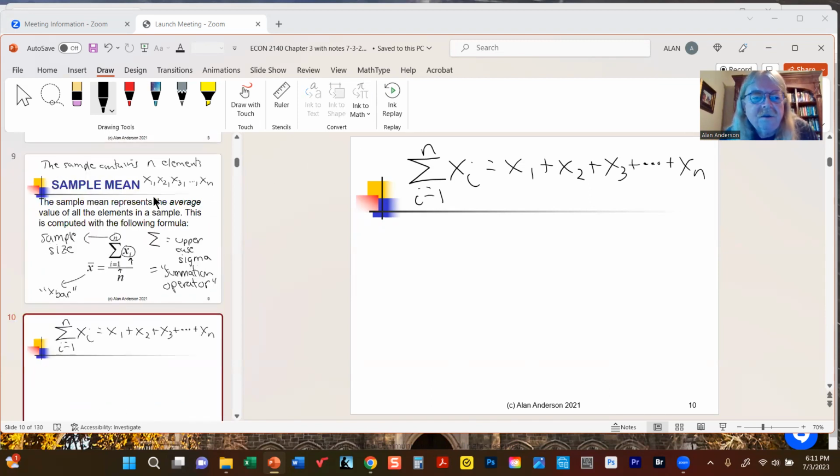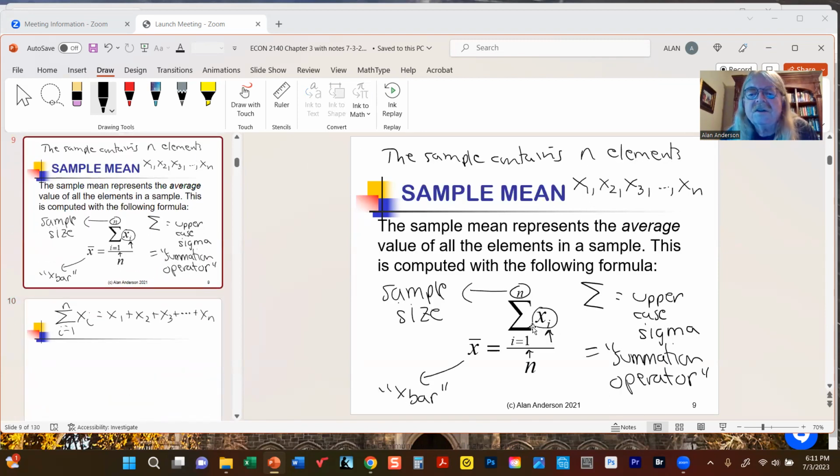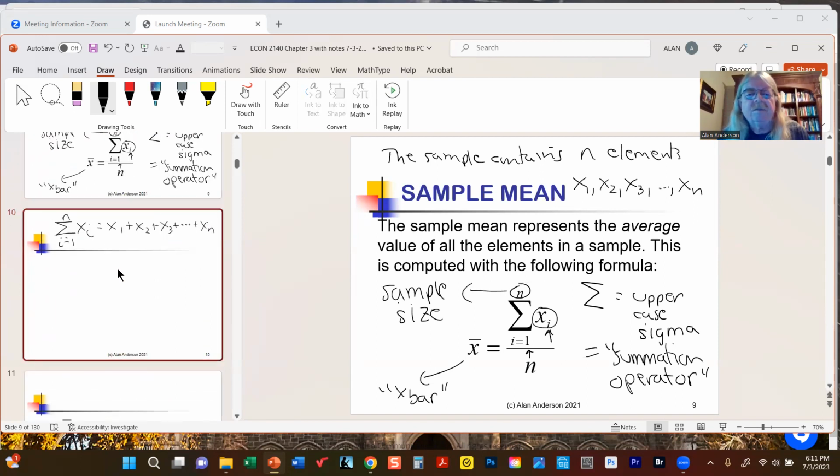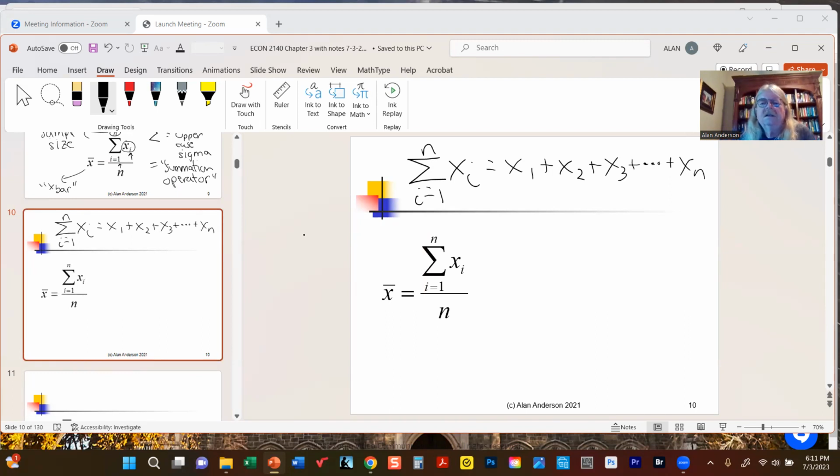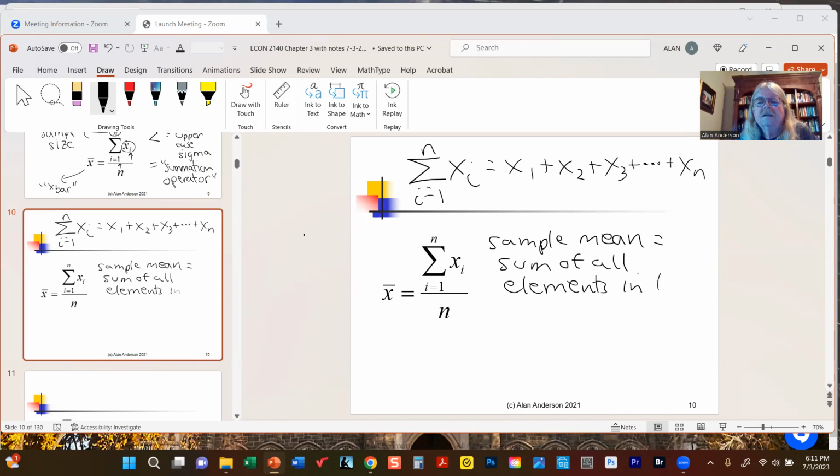So now that you know that, if you look at this formula again, you'll see that it's really a very simple concept. The sample mean. What it's telling us to do is something that you intuitively already know how to do. It's the sum of all elements in the sample divided by the number of elements in the sample, or the sample size.